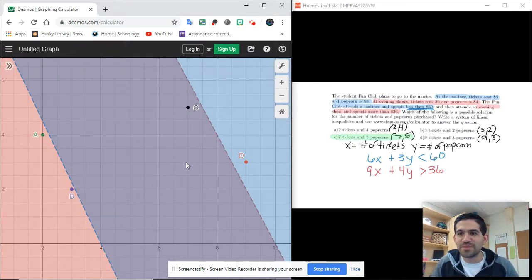In order for you to spend less than $60 in the morning and more than $36 in the evening, we have to buy 7 tickets and 5 popcorns, and that's how you stay in the range of both situations.